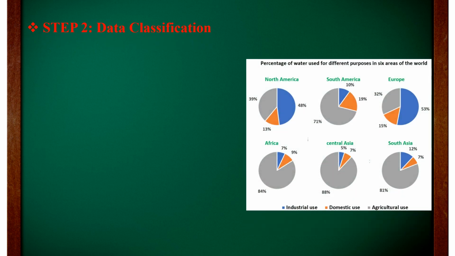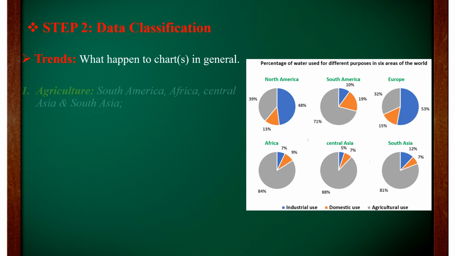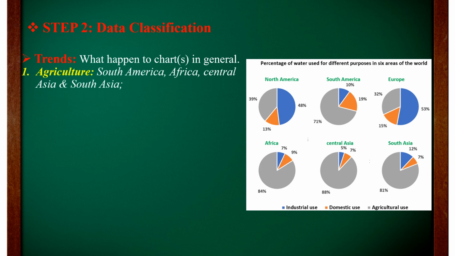Step 2, data classification. There are 3 crucial items to learn here: trend, grouping, and exception. First of all, trend. Trends are the general image that tell the reader what happened to the chart in general. For example, in the exercise, there are two trends. One, water is used most in agriculture in 4 countries: South America, Africa, Central Asia, and South Asia. Two, water is used fairly significantly in industrialization in other countries, North America and Europe.